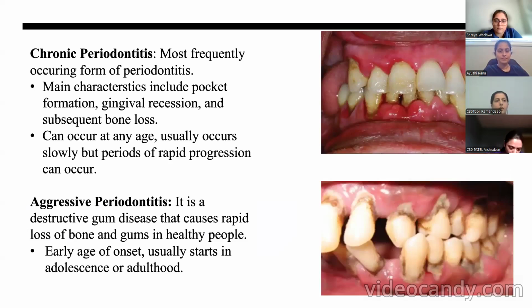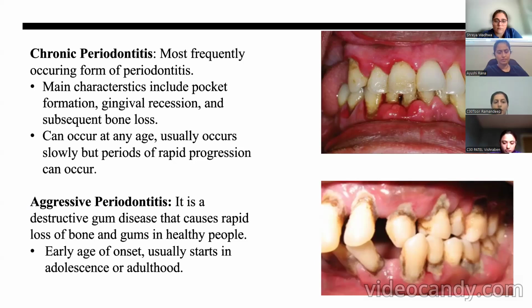So now it's chronic periodontitis. It is the most frequently occurring form of periodontitis. Main characteristics include pocket formation, gingival recession, and subsequent bone loss. It can occur at any age and usually occurs slowly, but periods of rapid progression can occur. It's shown in the picture as well.